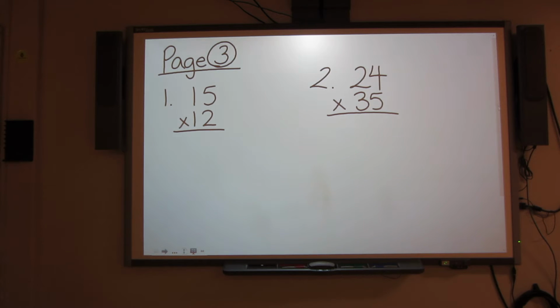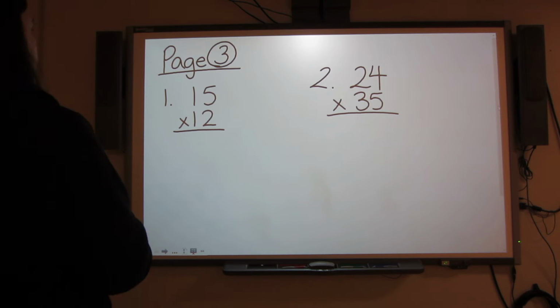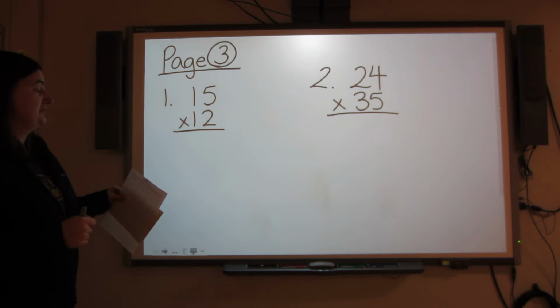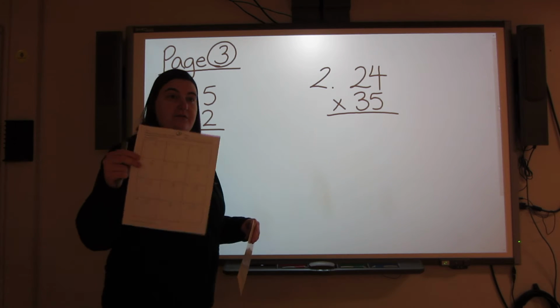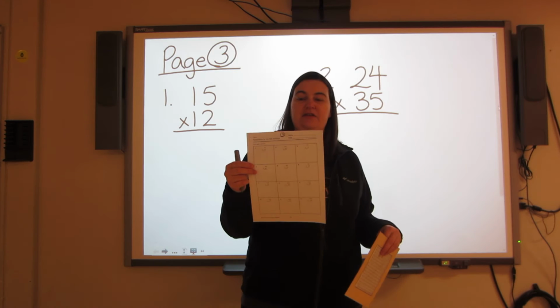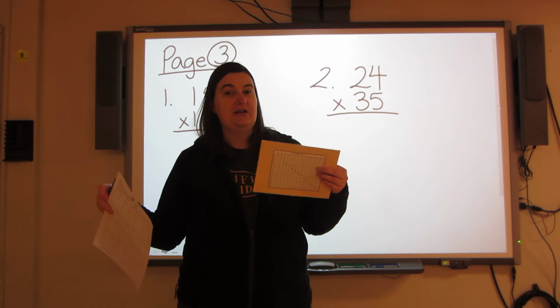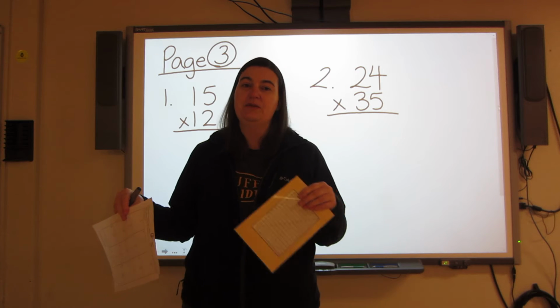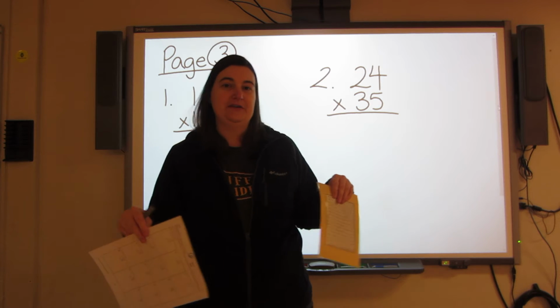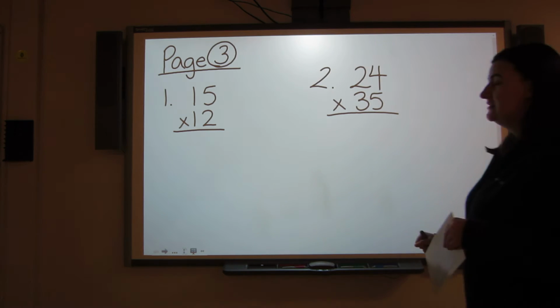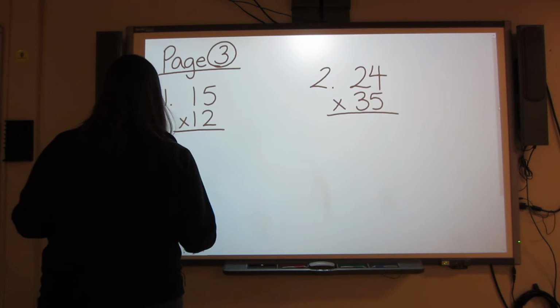So this is the video for pages 3 and 4. We're going to do 2 examples from each page, question 1 and question 2. So in your folder, you're going to look at page 3, and then we'll look at page 4. And you're going to want your multiplication chart because that's the tool that's going to help you through this whole folder. All right, so page 3, 2-digit multiplication.